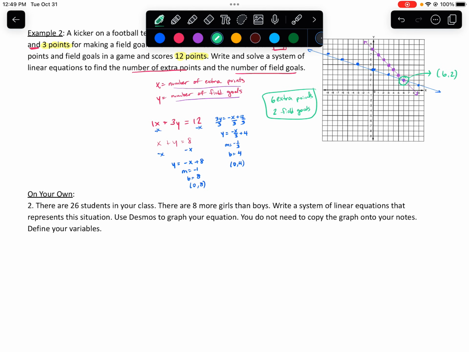I would use Desmos to graph your equations. If you don't know how to use Desmos, that's okay. You could just go to desmos.com. You could ask the person next to you to kind of help you out with that. And then we'll go over that and call it a day.